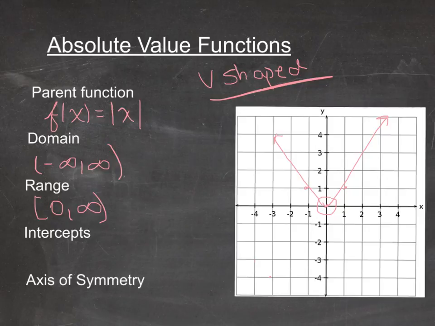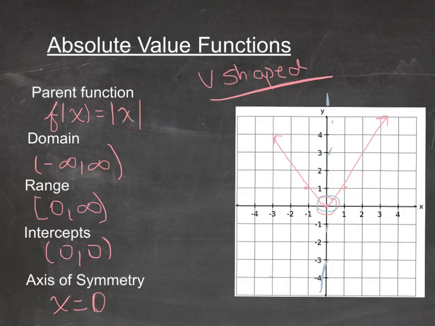My intercepts in this graph, I only have one, which is the origin. And then my axis of symmetry, so just like parabolas, I do have an axis of symmetry through this, which is also called a vertex here. And it's going to be the x-coordinate of the vertex. So my axis of symmetry in this graph is x equals 0.